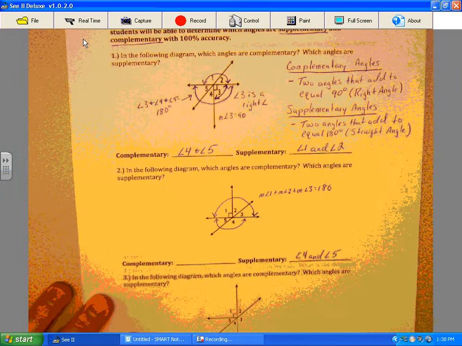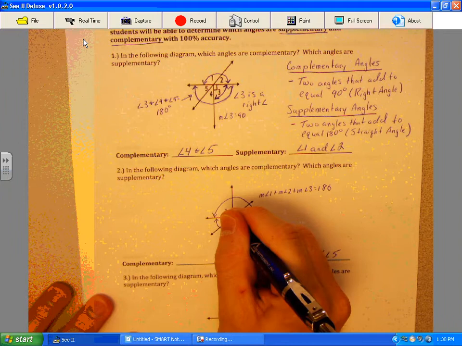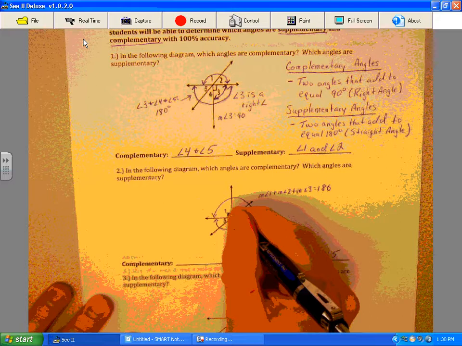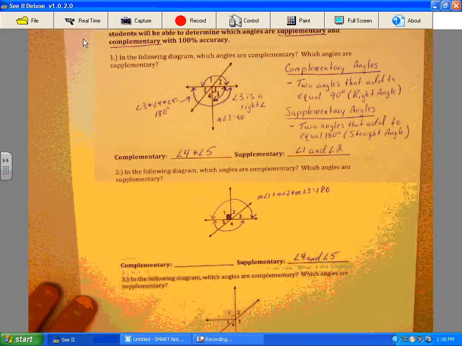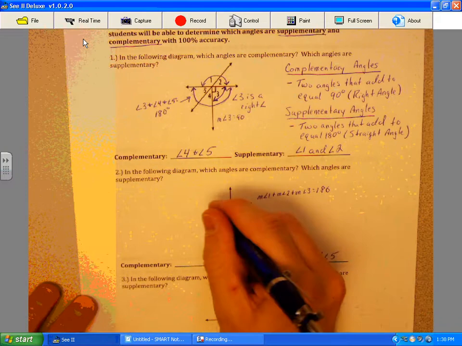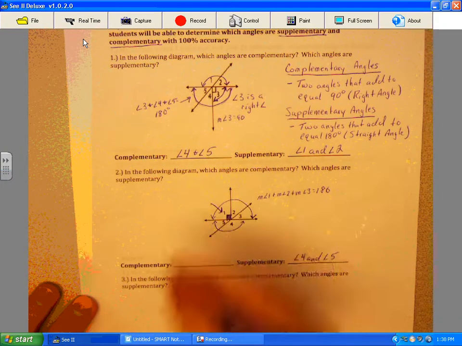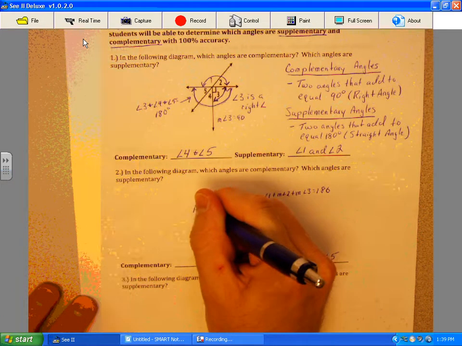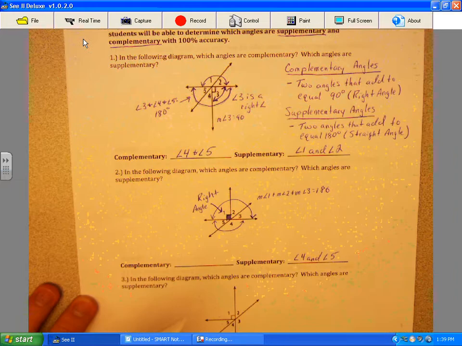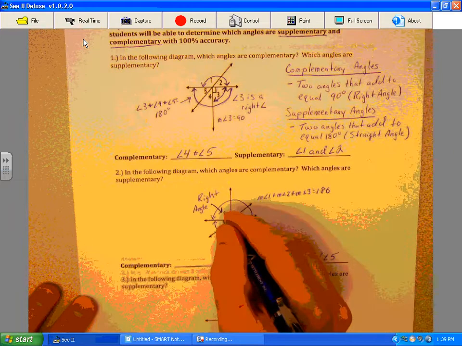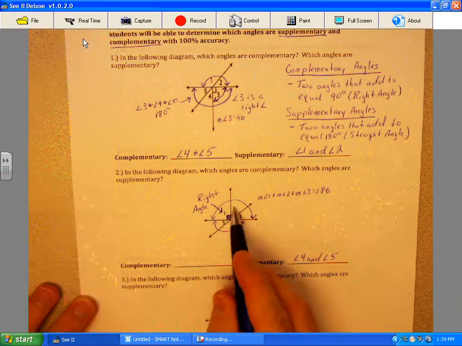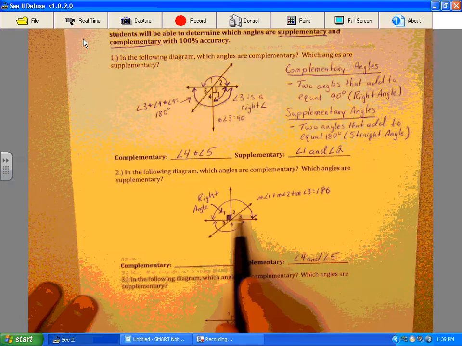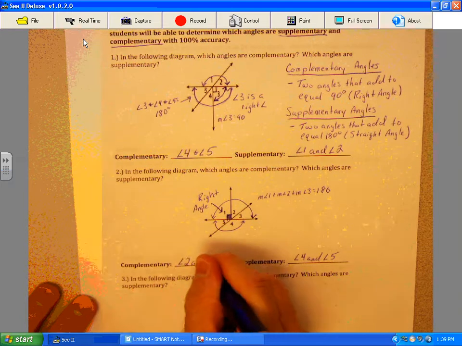Now, looking at the diagram, we see this box in there for angle 1 again. This box right here represents that angle 1 is a right angle. So we know that this angle here is going to be 90 degrees. So if angle 1 is 90 degrees, and we know that 1, 2, and 3 together equal 180, that means 2 and 3 together must also be 90 degrees. So that means angle 2 and angle 3 are complementary.